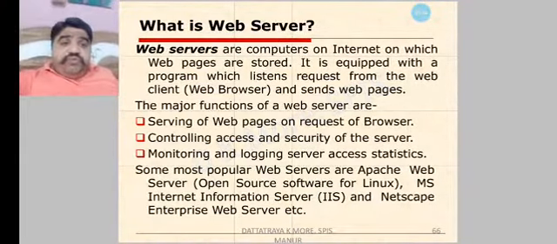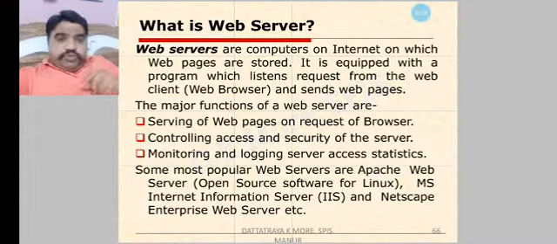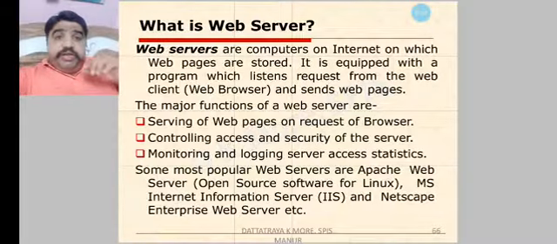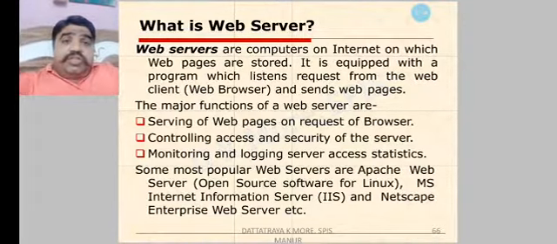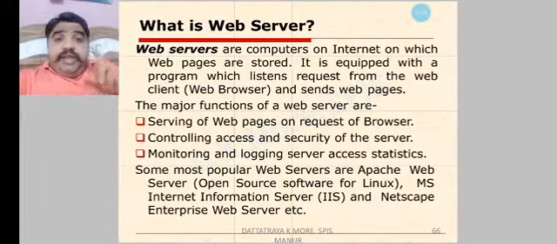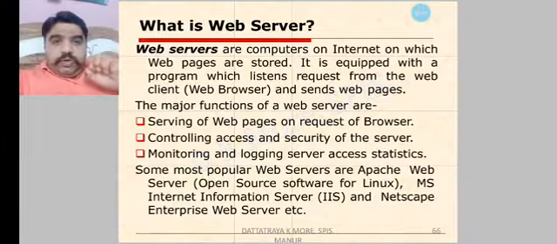The major functions of web servers are serving web pages on request of the browser. Whatever request comes from the browser, they need to serve it, they need to fulfill it. Then controlling access and security of the server, so that no one unauthorizedly and illegally enters the server to damage anything or steal information. For websites which are highly secret, the access can be controlled. Only authorized people or users are allowed.